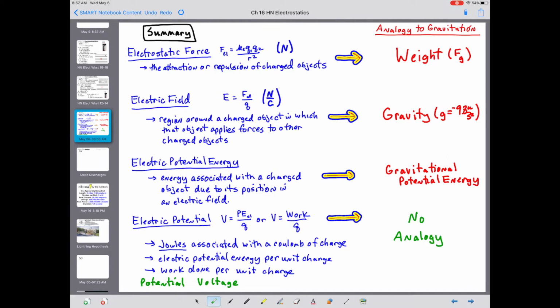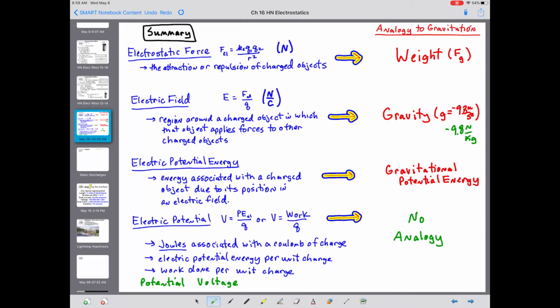In analogy on all these, for our electrostatic force, the analogy to gravitation is the weight of an object. Each is a force in a respective field. Electric field, the analogy is gravity or a gravitational field. We know Earth's gravitational field strength is a negative 9.8 meters per second squared, or negative 9.8 newtons of force per kilogram of mass. An electric field will be a certain number of newtons of force per coulomb of charge.